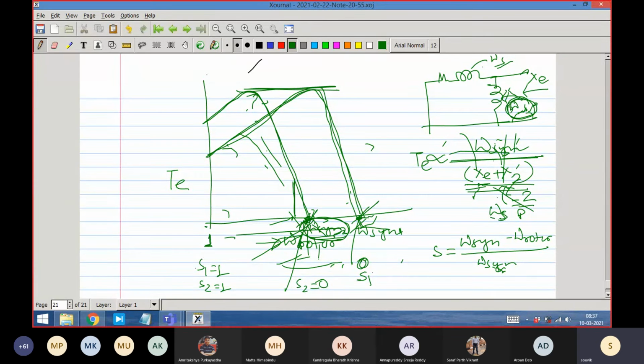Because the machine is not changed. Again and again, I'm repeating, machine is not changed. Machine has whatever the number of poles, it is remaining same. Only thing we are playing with is by giving a different voltage and a different frequency, maintaining the ratio constant. And then we are seeing how the torque speed characteristics of the machine will change.